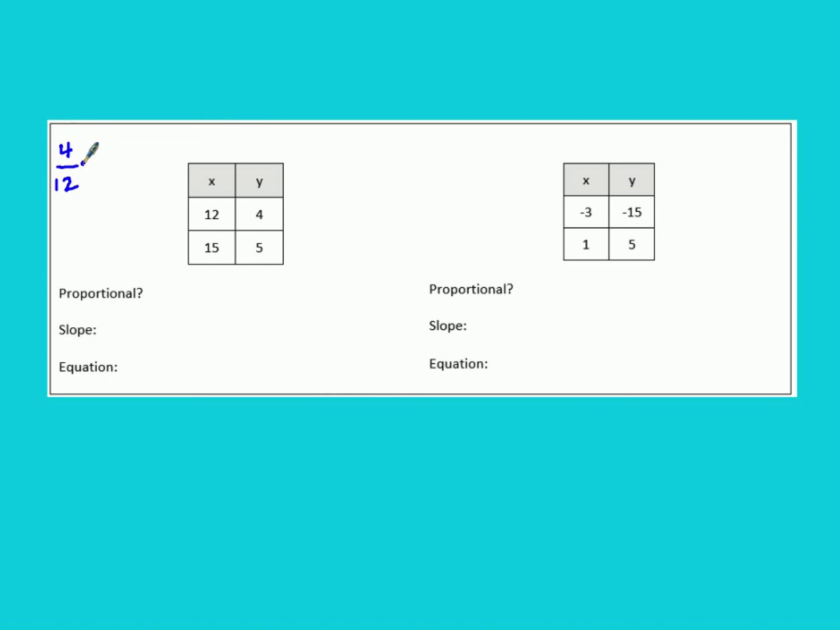We have 4 over 12 as our first y over x, and that's 1/3. 5 over 15 is also 1/3, so yes, these are proportional. The slope is 1/3, and yes, you can have fractions, that's fine. And you will have y equals 1/3 x as your equation. Now, if you multiply 12 times 1/3, remember multiplying by a fraction like that is just like dividing by 3. 12 divided by 3 is 4, so that's going to work. And same goes for 15 times 1/3, we get 5. So our rule of 1/3 times x will always get us our y value for this relationship.